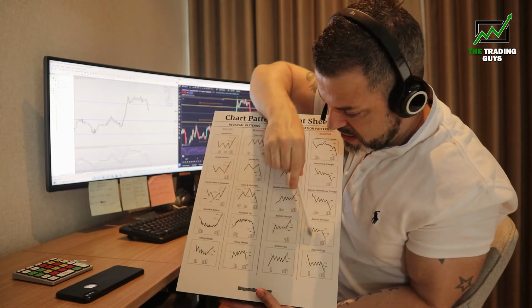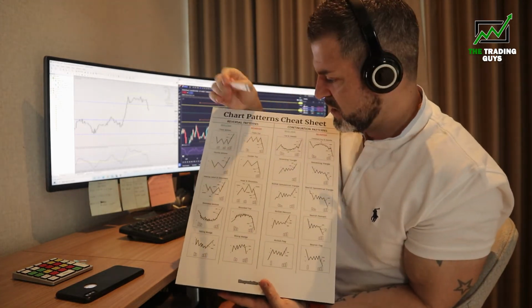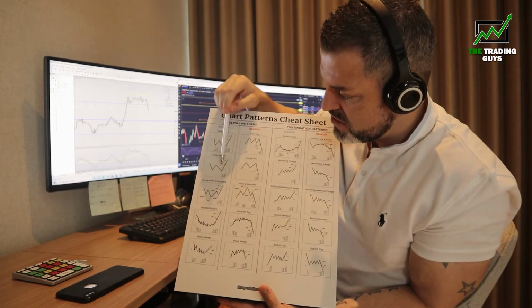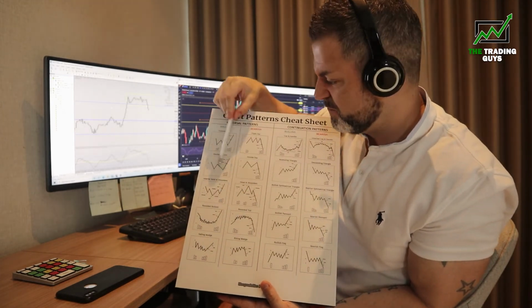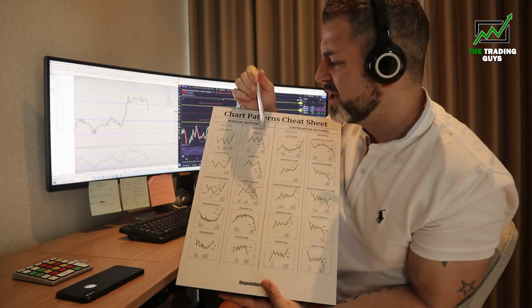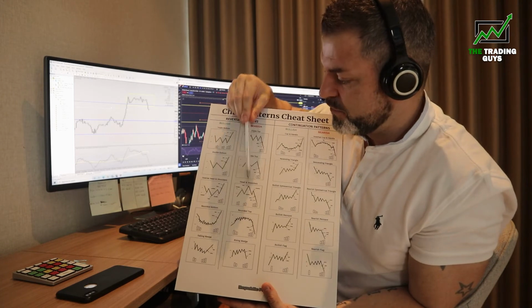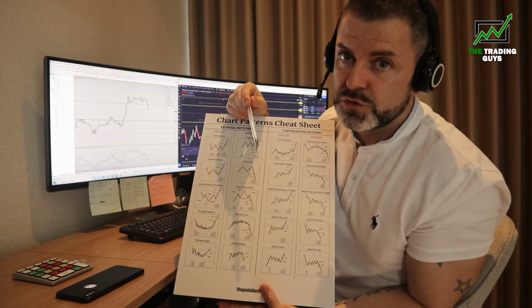I don't touch any of these. Not to say that you can't. I have traded the odd one before, but it has been the odd one. These are the easiest to spot, especially if you're a beginner, and they pan out, you know, plus 80% of the time, much more than 80% of the time. These formations and shapes will pan out in your favour.